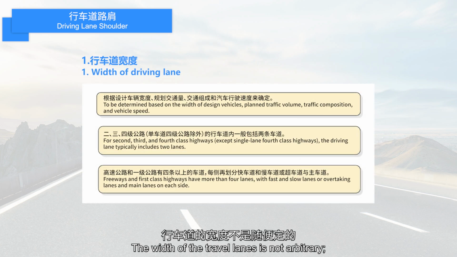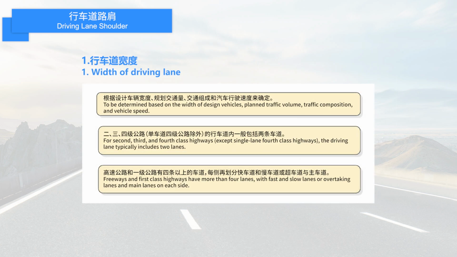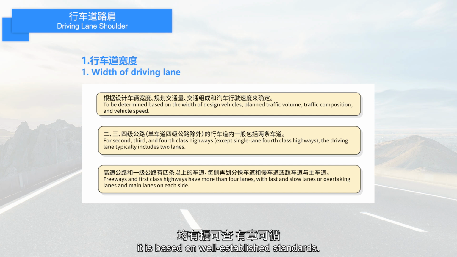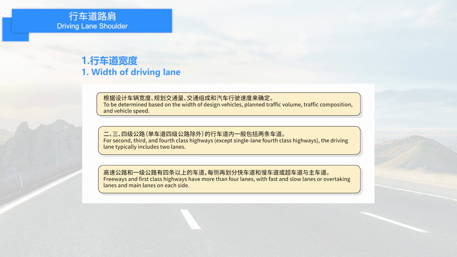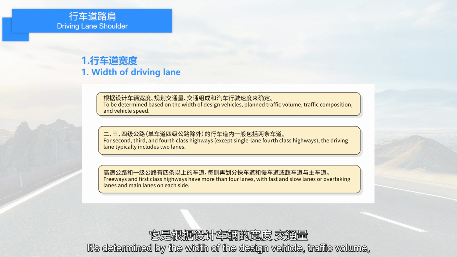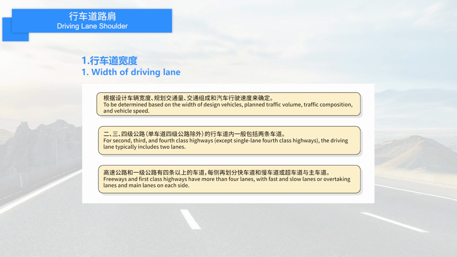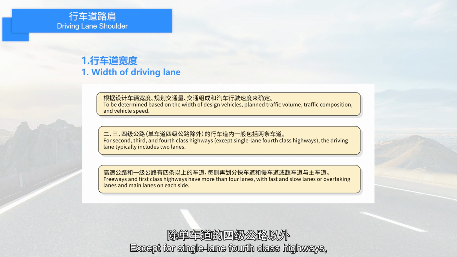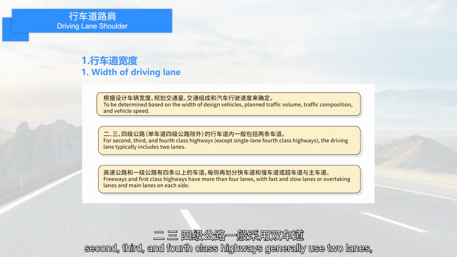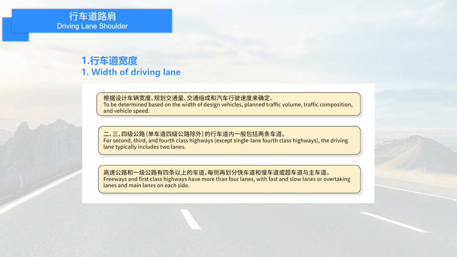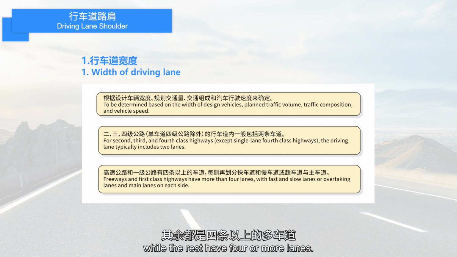The width of the travel lanes is not arbitrary. It is based on well-established standards. It's determined by the width of the design vehicle, traffic volume, traffic composition, and vehicle speed. Except for single-lane fourth-class highways, second, third, and fourth-class highways generally use 2 lanes, while the rest have 4 or more lanes.